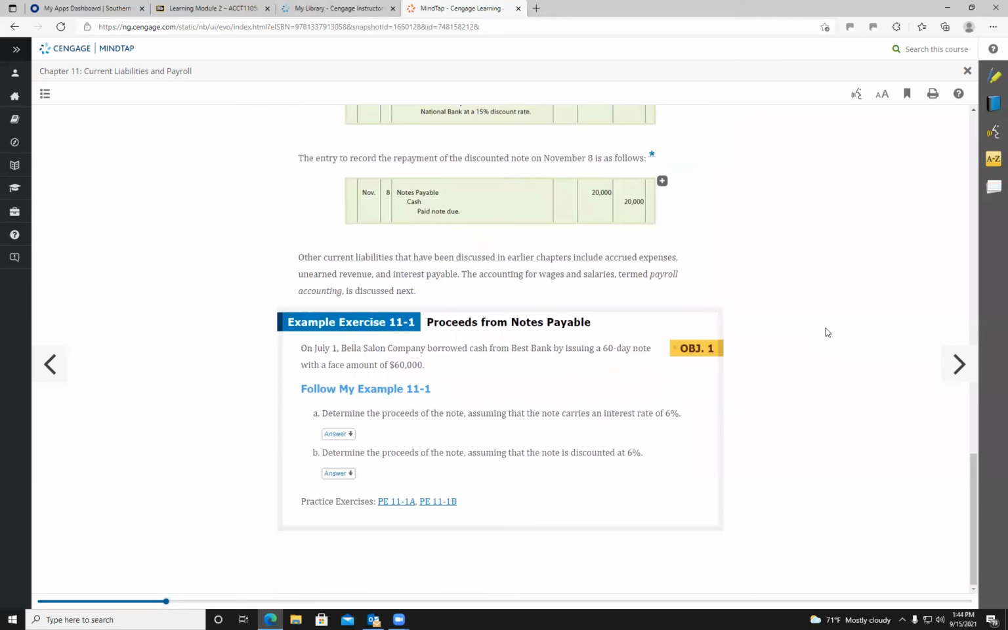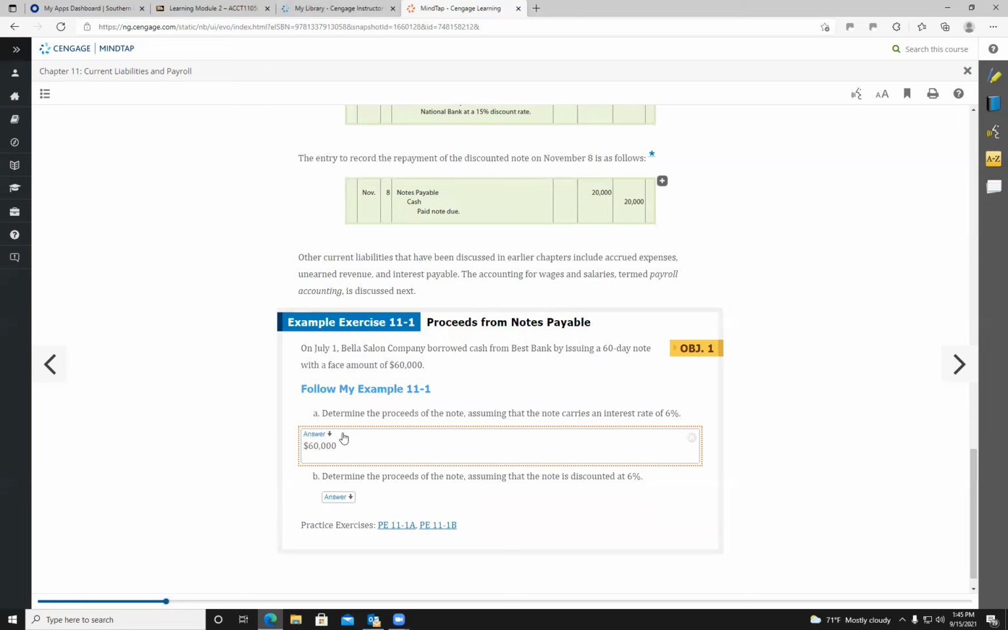So let's look at this example for proceeds from a notes payable. On July 1, Bella Salon Company borrowed cash from Best Bank by issuing a 60-day note with a face value of $60,000. Determine the proceeds of the note, assuming that the note carries an interest rate of 6%. So Bella Salon borrowed cash.